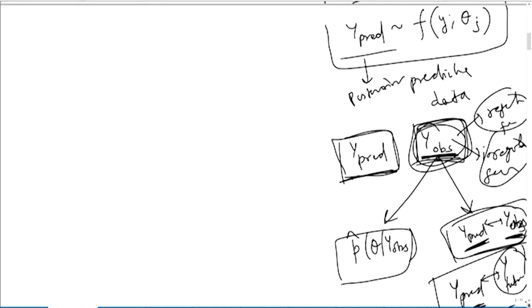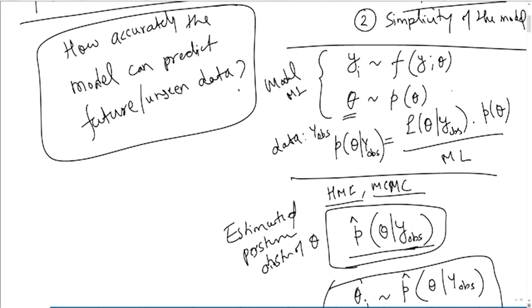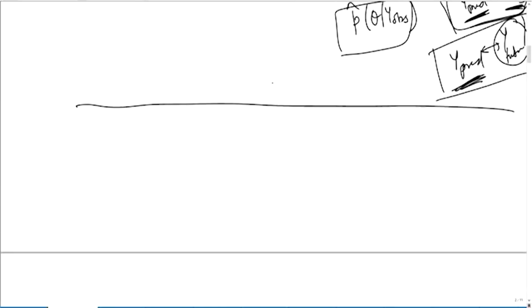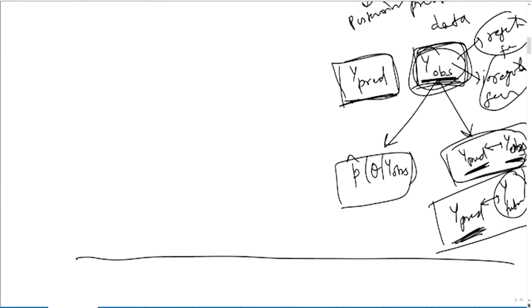Predictive accuracy should be how accurately the model can predict future or unseen data, but in this case this was not unseen data. This is the same data that you used to train the model. This is also called in-sample model evaluation. You are using the same sample to train the model and to test the model.